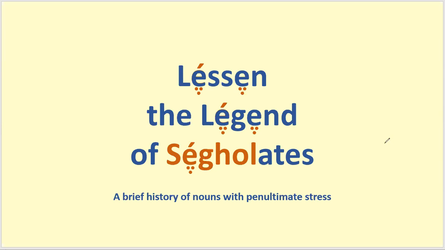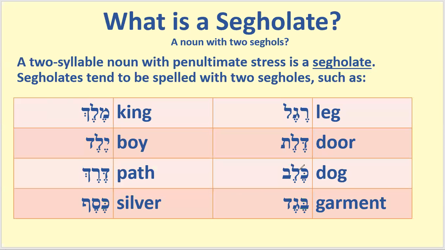This lesson is dedicated to a very special kind of noun, a group of nouns that are called segolates. In Hebrew, segolates are nouns that are two syllables with penultimate stress. We have lots of these words in Hebrew, and a lot of them are spelled with two segols. That's kind of the reason that they're called segolates.